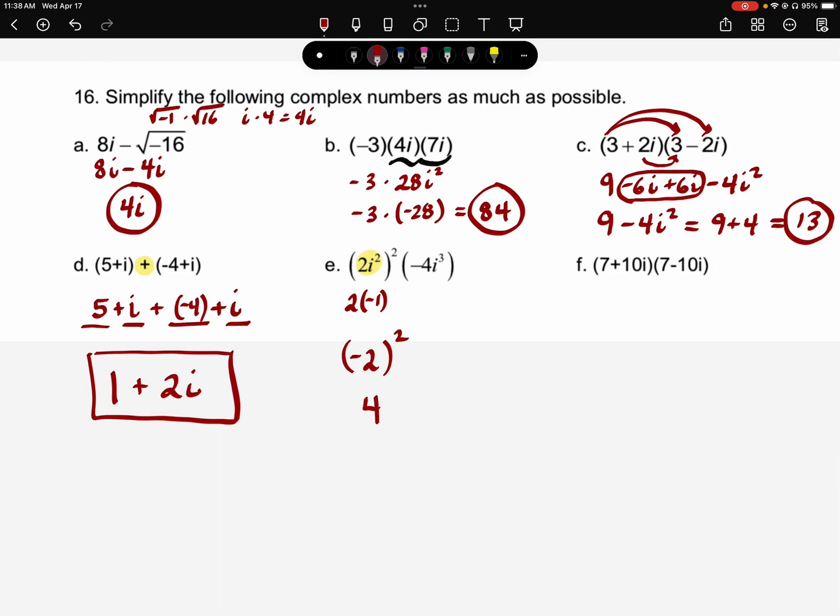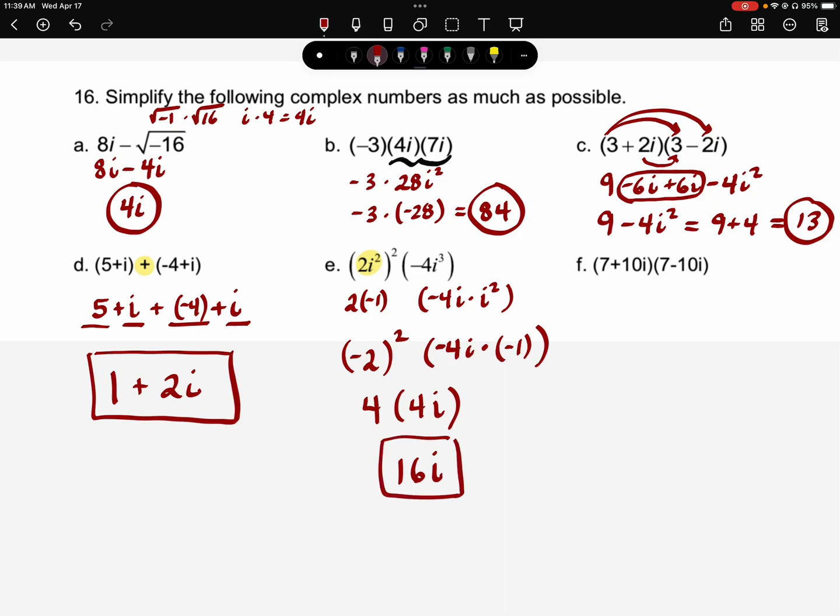Okay, in the second one, we have negative 4i to the third, and we'll say that's negative 4i times an i squared. I just split those. So i squared we know is negative 1, so this is going to end up being a negative 4i times a negative 1, which is going to give us just 4i. So we have 4 times 4i, which should give us 16i. And that is our answer.